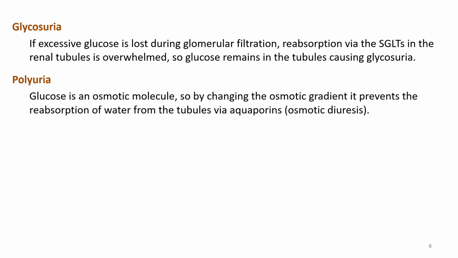This leads us on to polyuria. Because glucose is an osmotic molecule, this is going to change the osmotic gradient. If there's an excess of it in the filtrate in the tubules, then it's going to change the osmotic gradient. It's going to retain fluid within the tubules and prevent its reabsorption through aquaporins back into the circulation. So water isn't reabsorbed, it's excreted, so we get this osmotic diuresis.